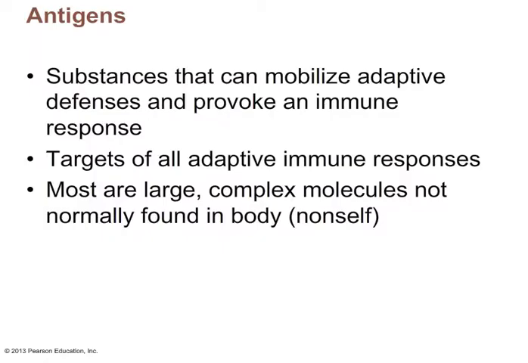Now, before we go on to talk about the way that B and T cells eliminate antigens from the body, we need to go back and review our definition of antigens. Remember, an antigen is any substance that elicits an immune response. That is, it ramps up our B cells and our T cells. Usually an antigen is actually just a portion of an organism, usually a glycoprotein. So these are large, complex molecules that are not normally found in the body. So they are not self-proteins, but these are foreign proteins.